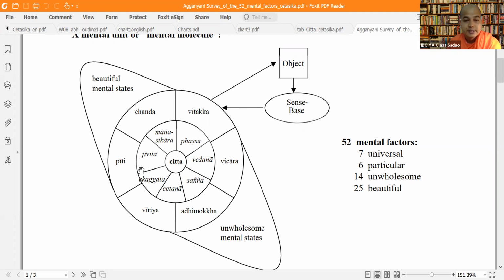And these Chaitasikas cannot arise and function without Chitta. In other words, you can say that these Chaitasikas are the Chitta, and the Chitta represents the Chaitasikas. You can just mentally analyze only. There is no way that you can separate Chitta from Chaitasika, strictly speaking.